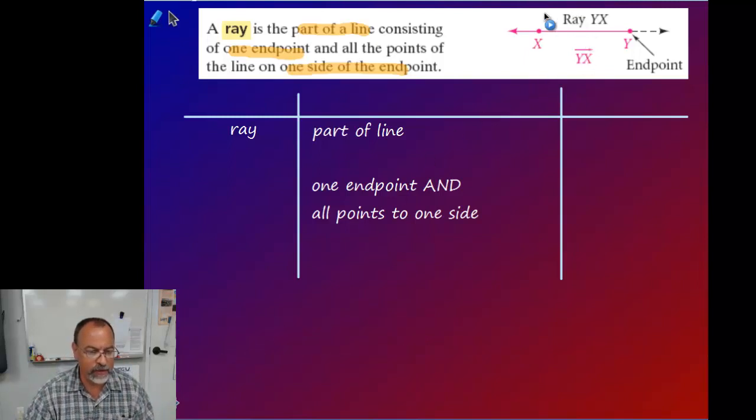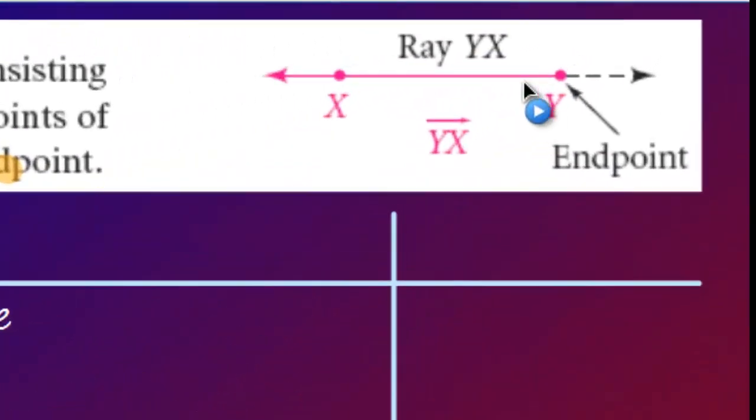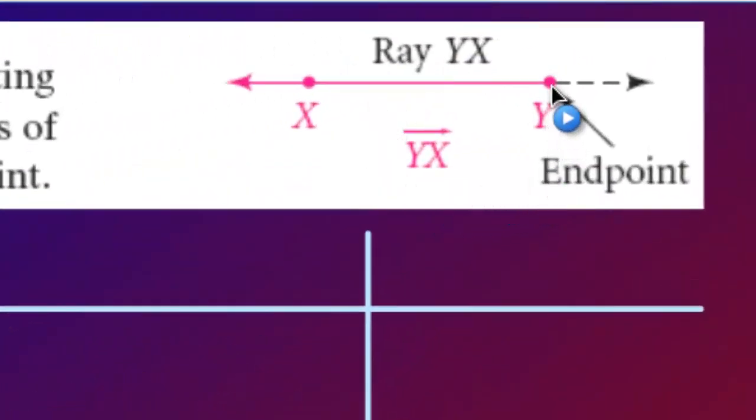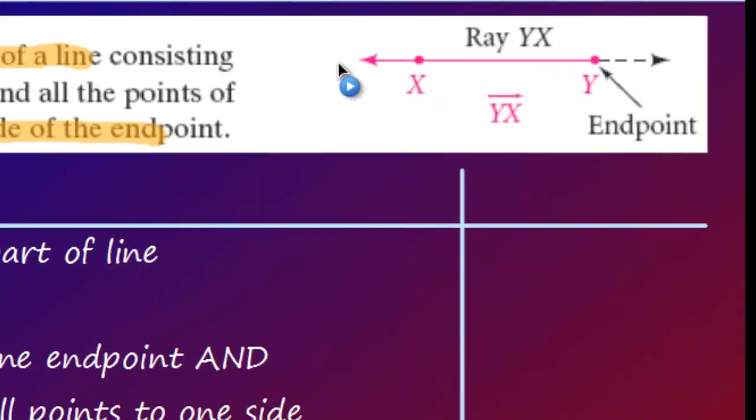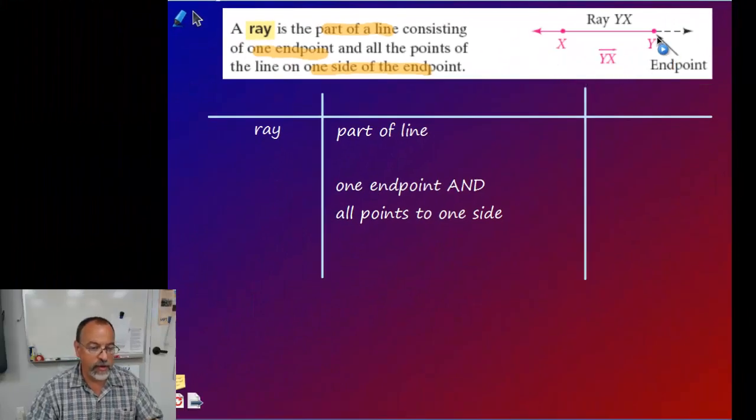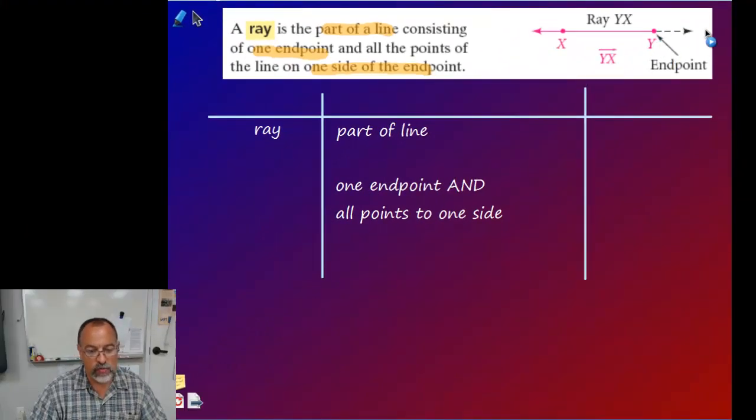So we look right up here in the diagram, we have a ray. Notice that Y is the endpoint, and then we're looking at the pink part of the line, which is all of the points going this way, of which X is one. So a ray is an endpoint and then it goes on forever in this direction. Now there is another ray. We could use Y and all the points going this direction would be another ray, and we'll talk about those in just a minute. But the important thing here is to recognize that a ray has only one endpoint.